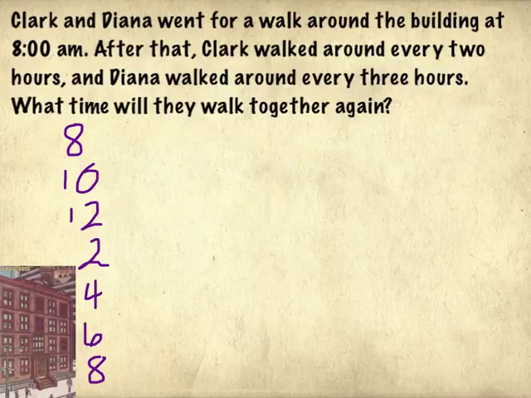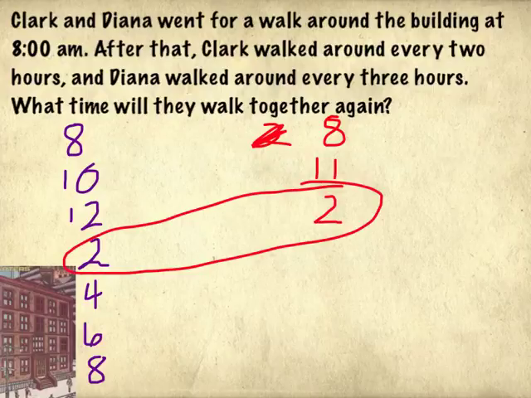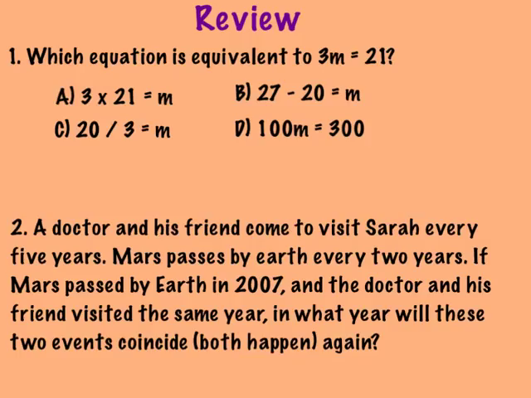Switch over to Diana. Diana walked around at 2, or sorry, she walked around at 8. I'll just cross that out. And then she walked around every 3 hours, so 8 plus 3 is 11. Now because I'm using time, I'm going to have to count up 3, so to 12, 1, 2 o'clock will be her next time. And there we go. So the next time they walk together again will be at 2 o'clock p.m. So hopefully not too tricky for you.